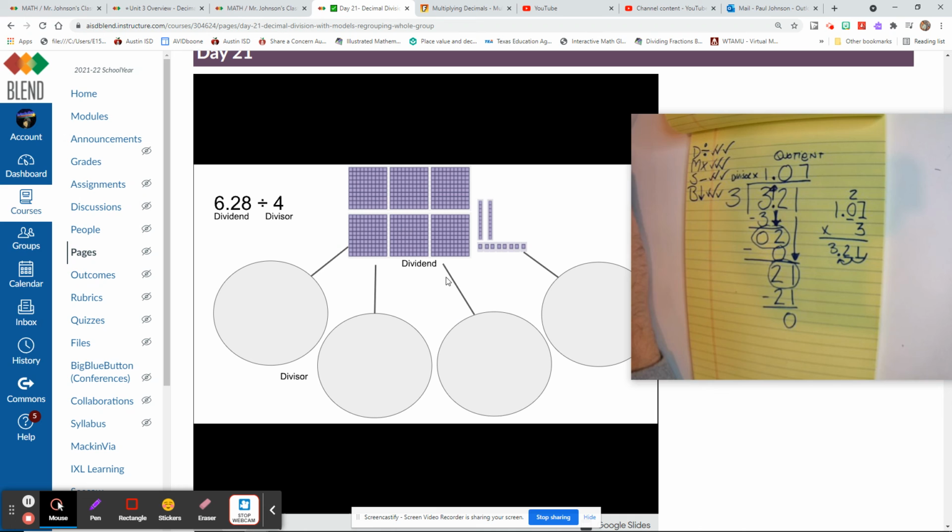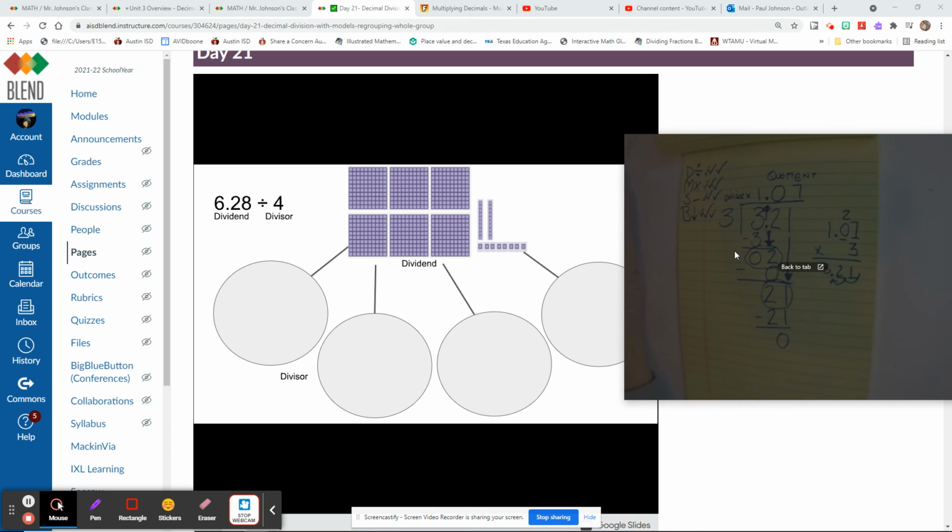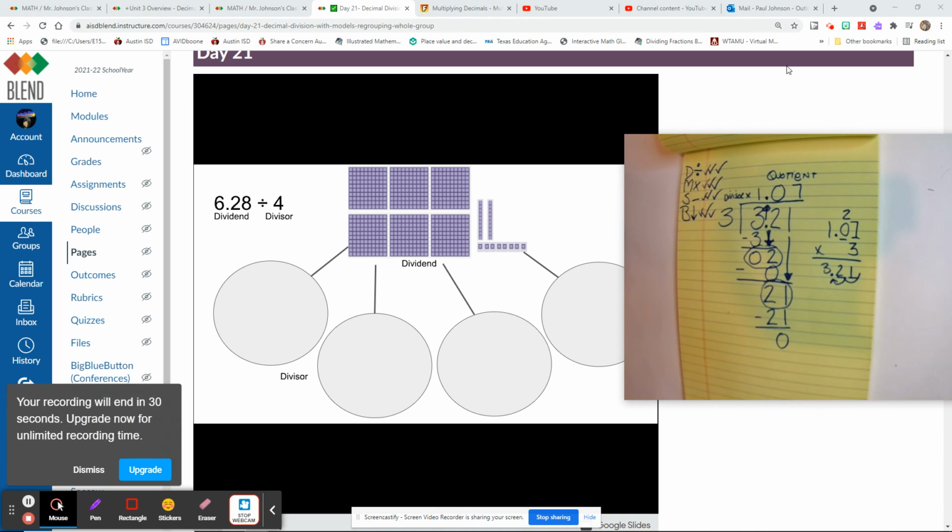And then the next thing we're going to look at now is setting up this problem. So, of course, let's do the algorithm first because the algorithm always works. And then after that, we will put 6 and 28 hundredths into 4 groups with a visual base 10 model. So come back to the next video. See you then.